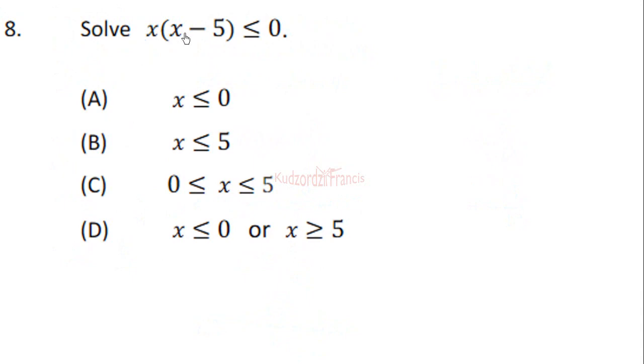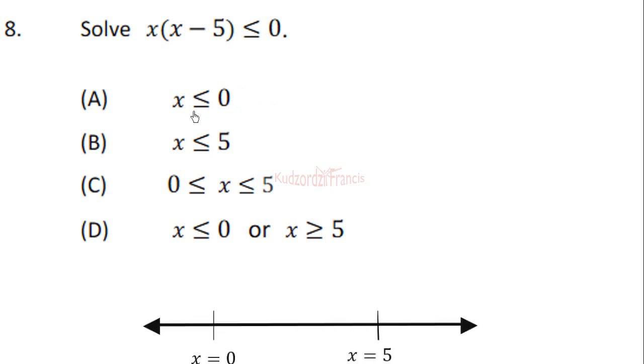We have to solve this inequality. There is an easy way to do it, a very easy way. So we draw our number line and illustrate these values on it. To solve an inequality, we solve the corresponding equation. So the corresponding equation is this: x into x minus 5 is equal to 0.